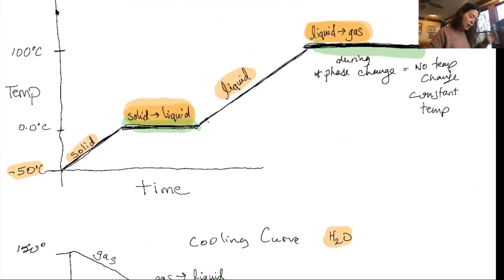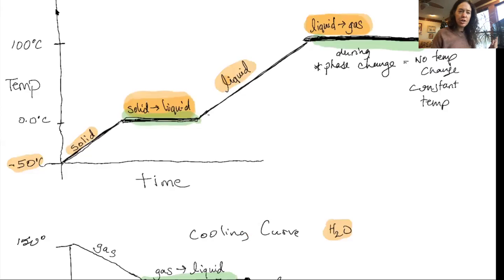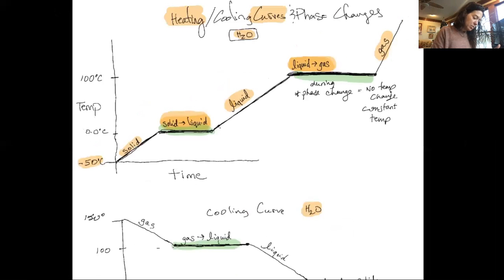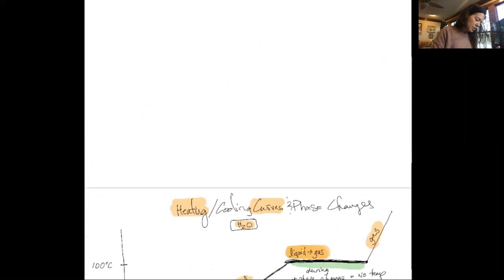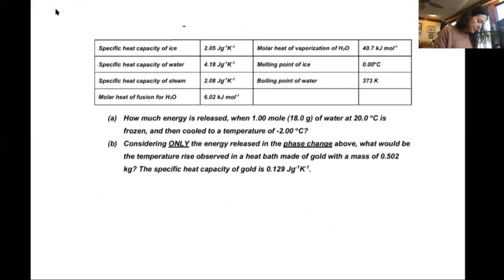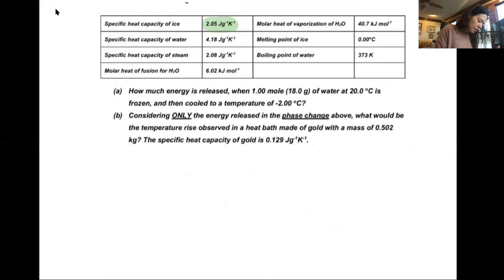All right, so what we need to do, guys, is talk about the energy of this and do some calculations here. So let's look at some of these numbers. The specific heat capacity of ice is 2.05. So let me go like this, and you do the same. I'm going to draw another curve. I'm just going to draw my generic curve.